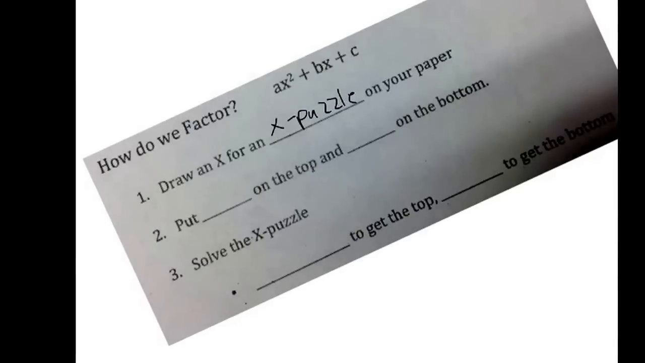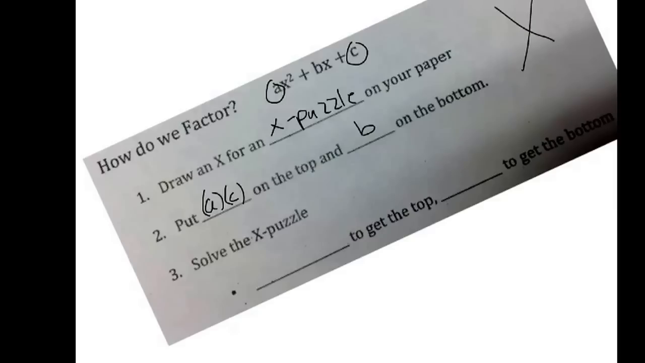We put A times C at the top of the X, and we put the B term at the bottom. So A is the first number, C is the last, so we multiply those together to get the top of the X. So this will be A times C, and then we'll put B at the bottom of it. Okay? Then we'll solve the X puzzle.